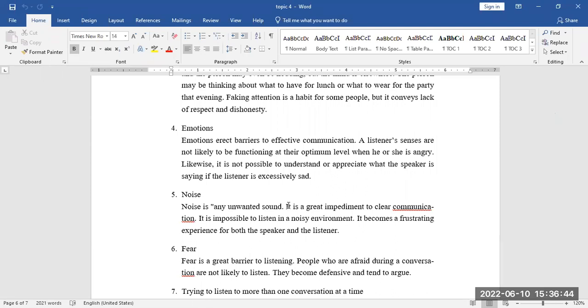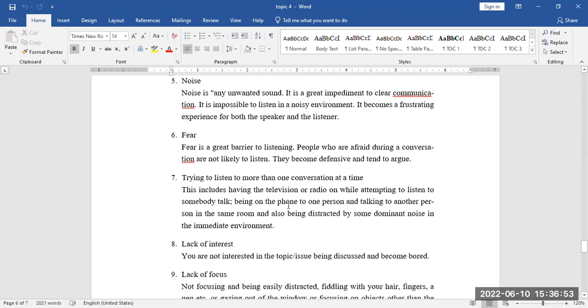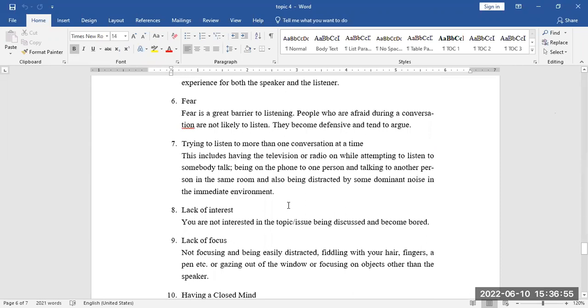Then number 5 is noise. We say that noise is anything that interferes with communication. We also have fear. Fear is a greater barrier to listening. People who are afraid during conversation are not likely to listen. They become defensive and they tend to argue.